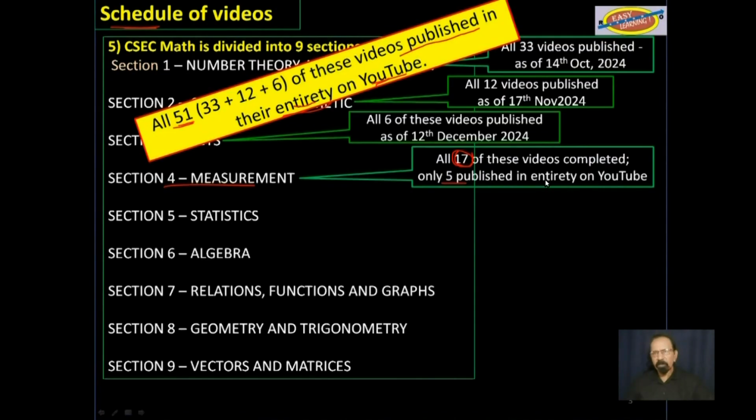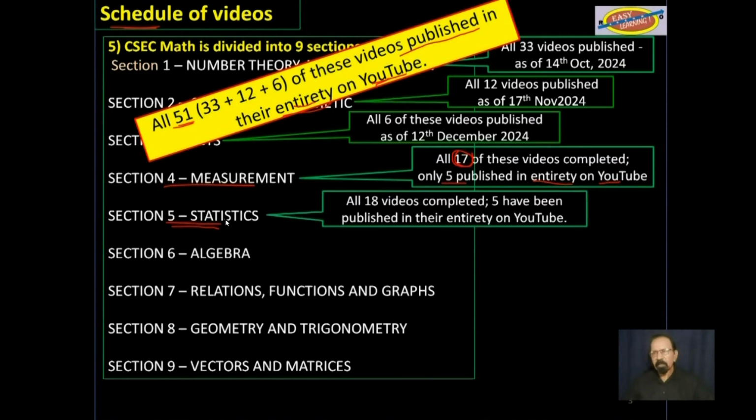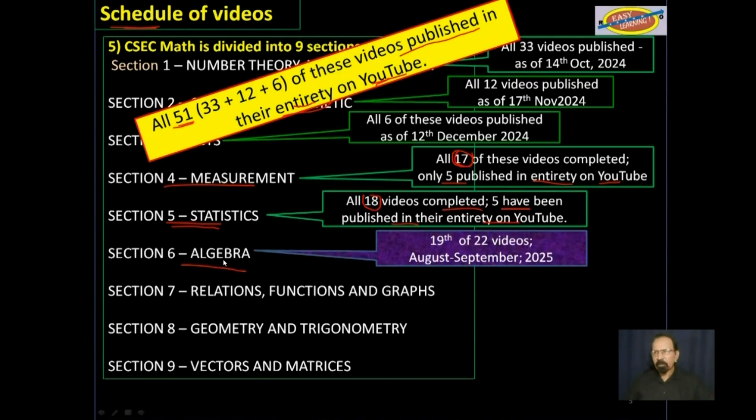5 have been published in their entirety on YouTube. Section 5, statistics. All 18 of these videos have been completed. 5 have been published in their entirety on YouTube. Section 6, algebra. This is where we are right now. This is the 19th of 22 videos.